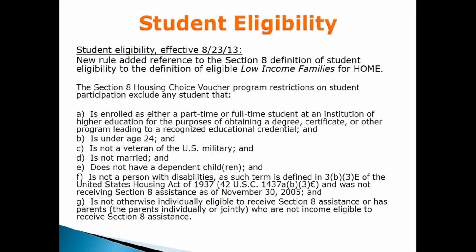Part of the new final rule added a reference to the HUD Section 8 definition of students to the definition of an eligible low-income family for HOME. And I've included that full Section 8 definition of student. This definition is different from your tax credit definition. It includes part-time or full-time, and it is fairly specific. So if you're familiar with operating properties with Section 8 involvement, you're probably already familiar with this definition, and you just have to work through it.